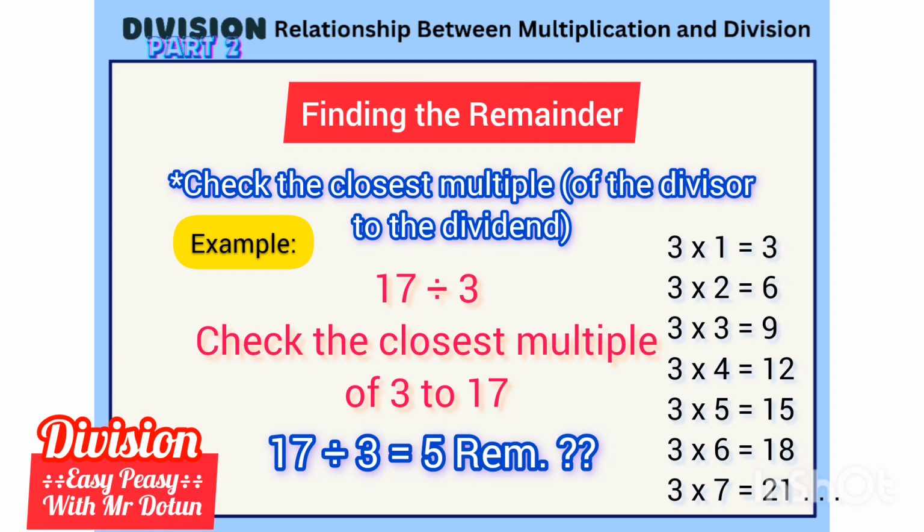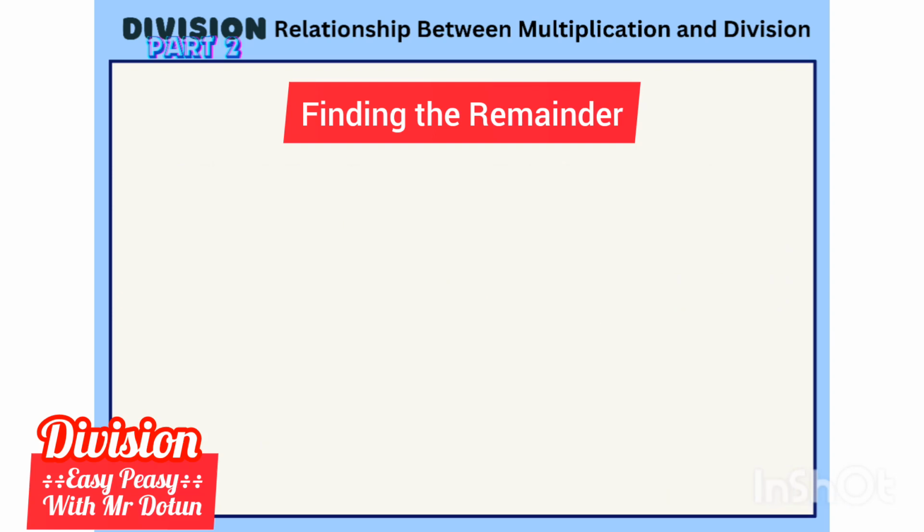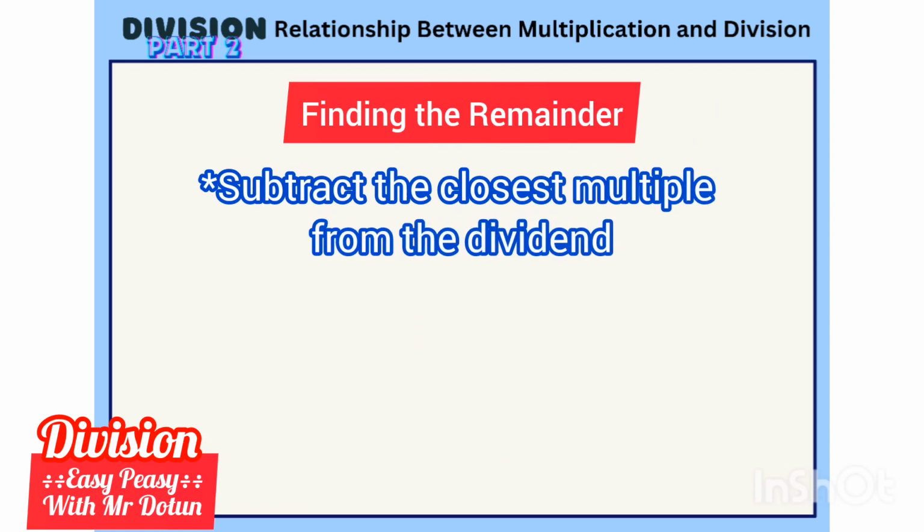So how do we know the remainder? That leads us to step 2. Step 2: subtract the closest multiple from the dividend.